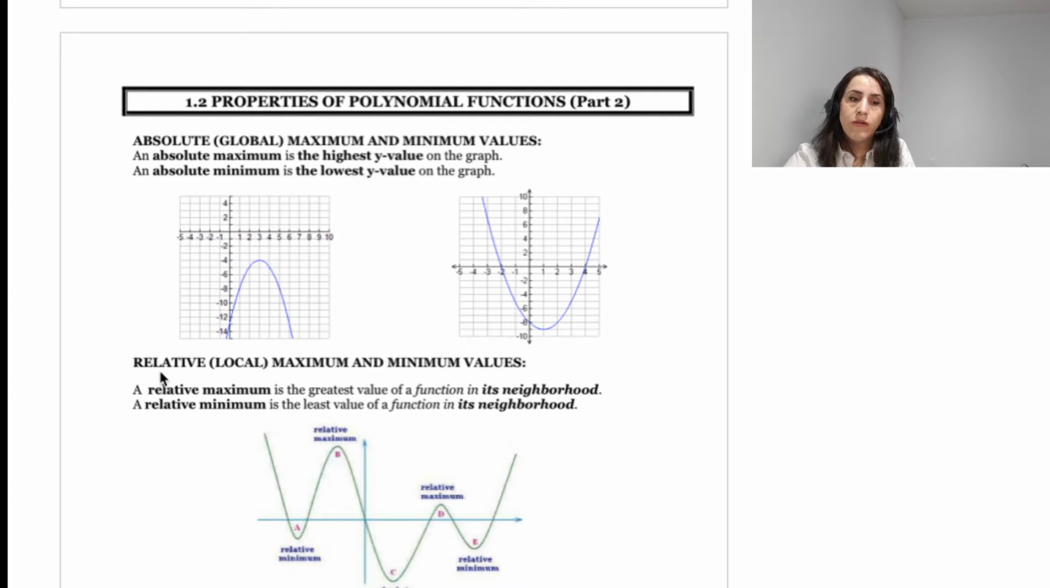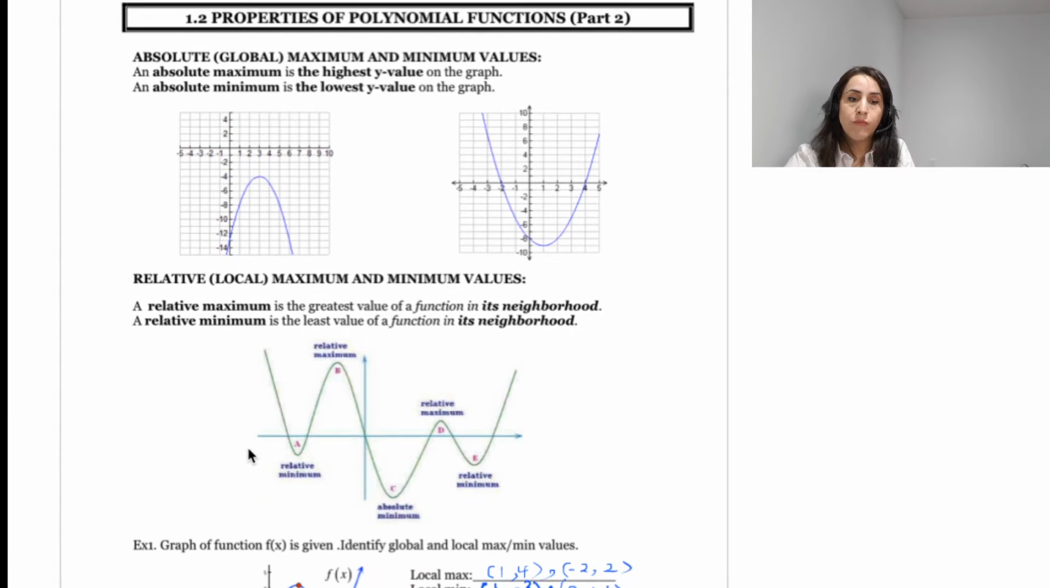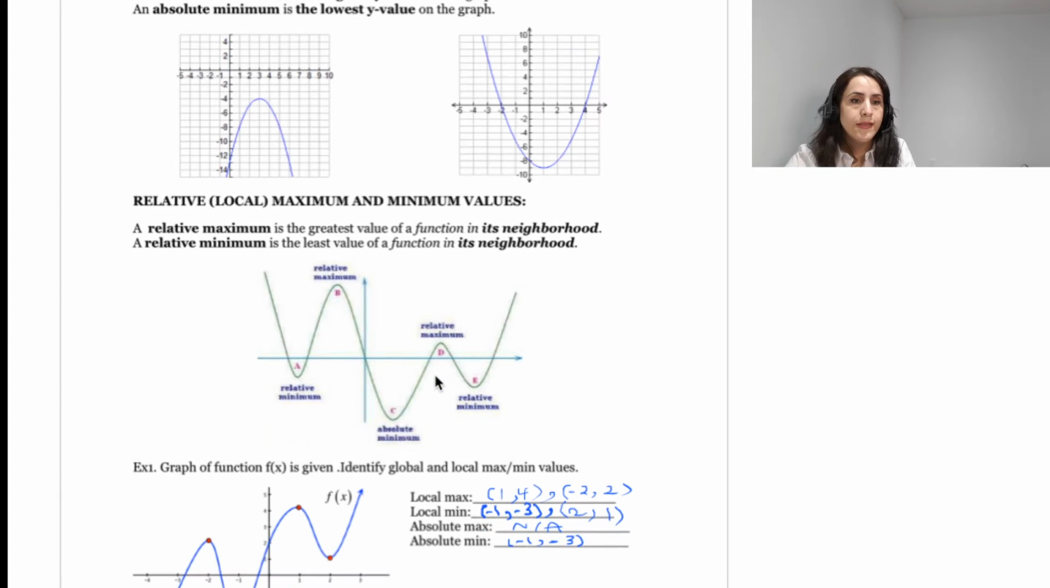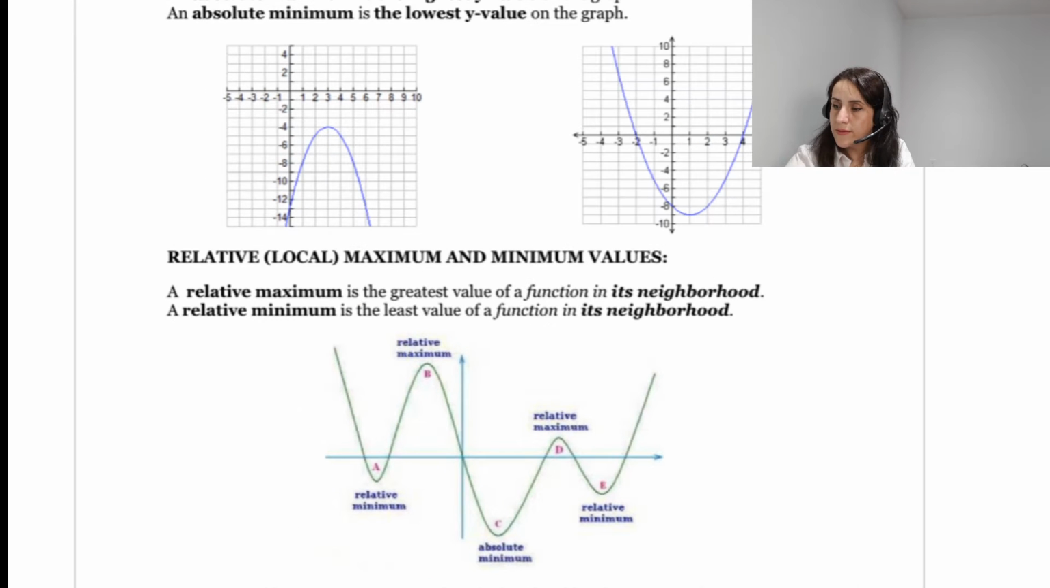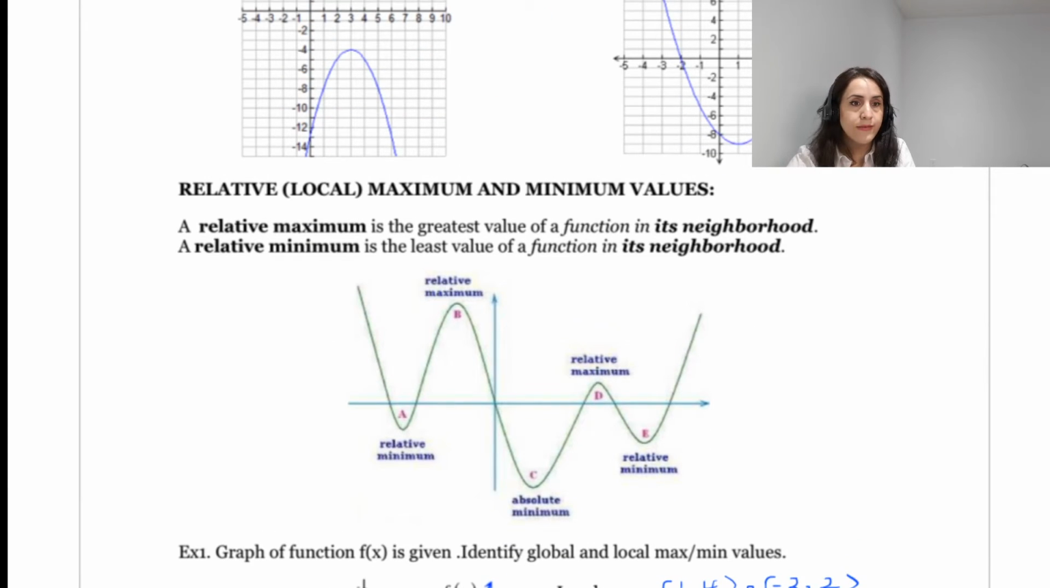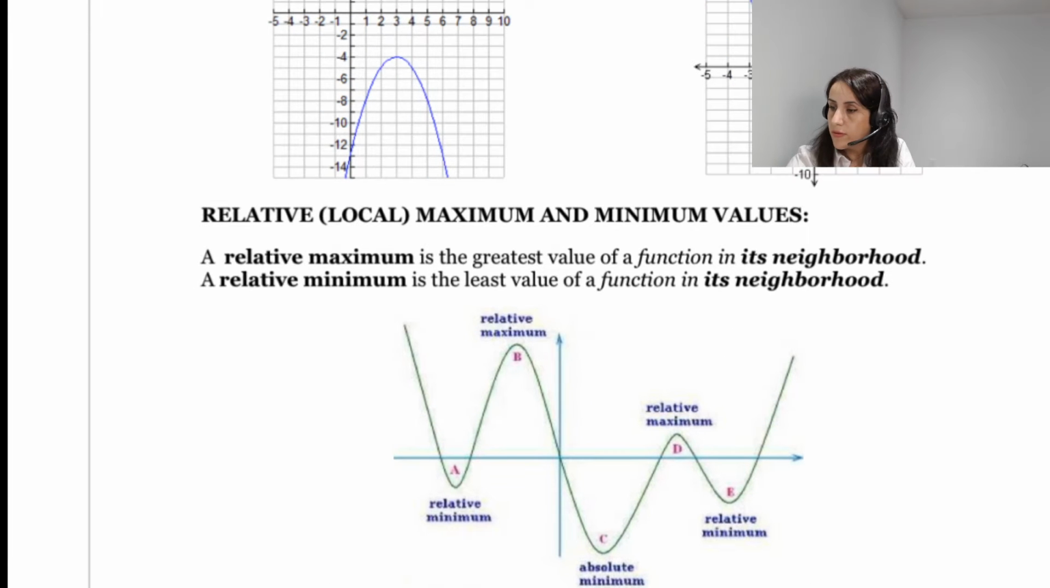We have another one, relative or local maximum or minimum. A relative maximum is the greatest value of the function in its neighborhood, and the relative or local minimum is the least value of the function in that neighborhood. There's a nice graph here. I want to zoom a little bit on it so that you can see it as well. I'm hoping that it is readable for you.